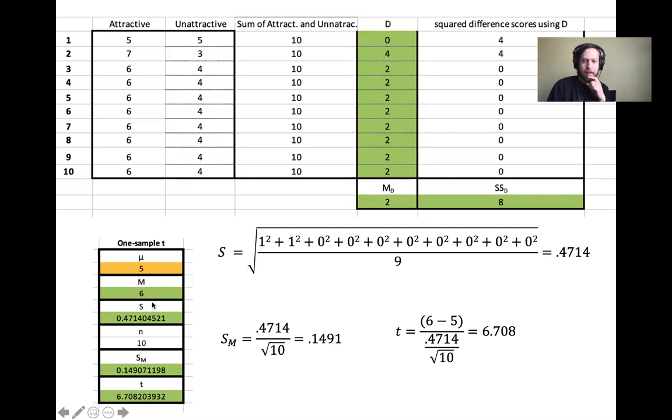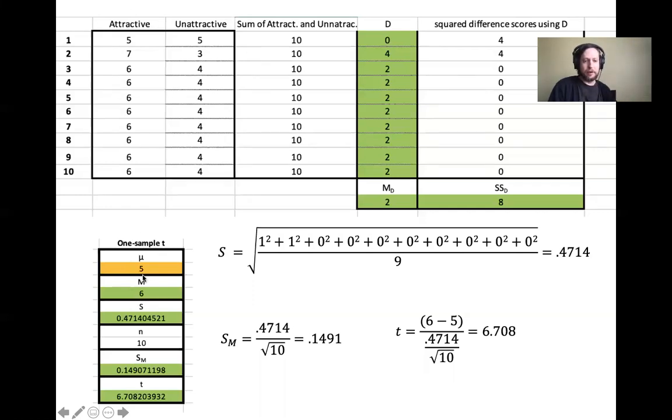I want to make sure we go back to at least this. This is basically the beginning of calculating the one sample t-test. The sample mean here is 6, and you get that from adding up all of these scores in the attractive condition. You add them all up, you get 60, divided by 10 equals the sample mean, which is 6.